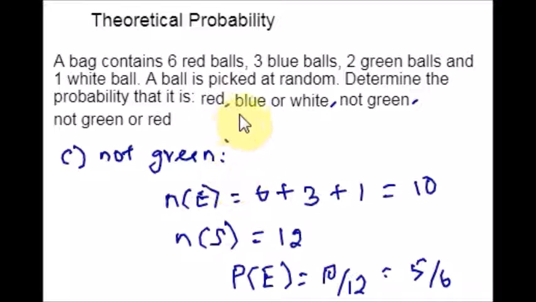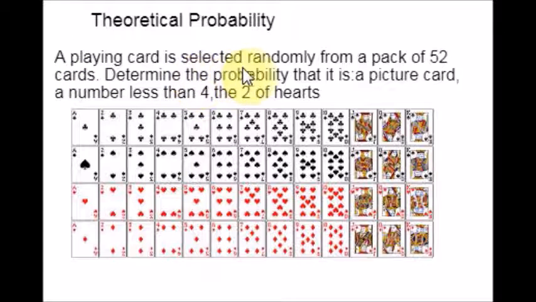Okay. I'll take one more example from the card problem. A playing card is selected randomly from a pack of 52. So there are totally 52 cards in a deck. Determine the probability that it is a picture card, a number less than 4, the 2 of hearts. Okay, we have 3 cases here.